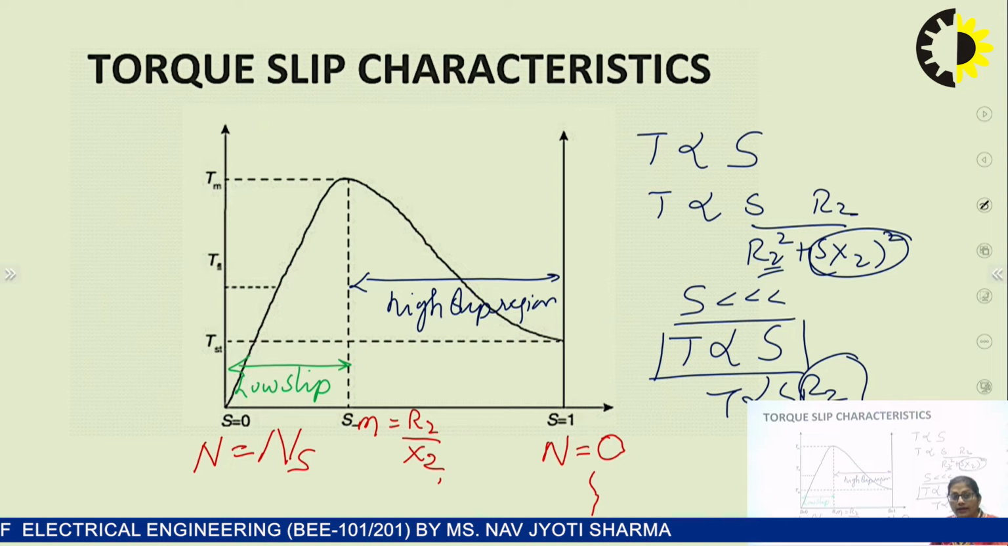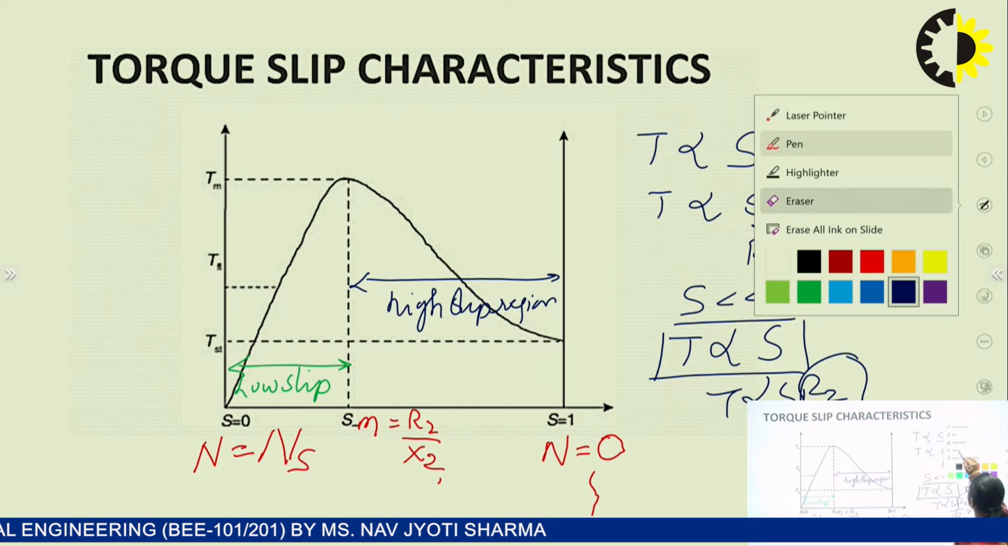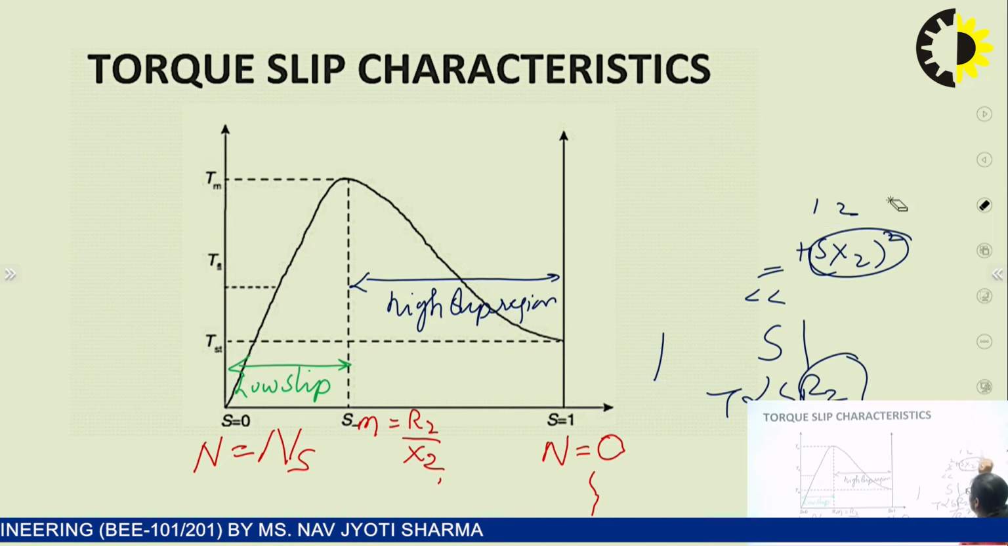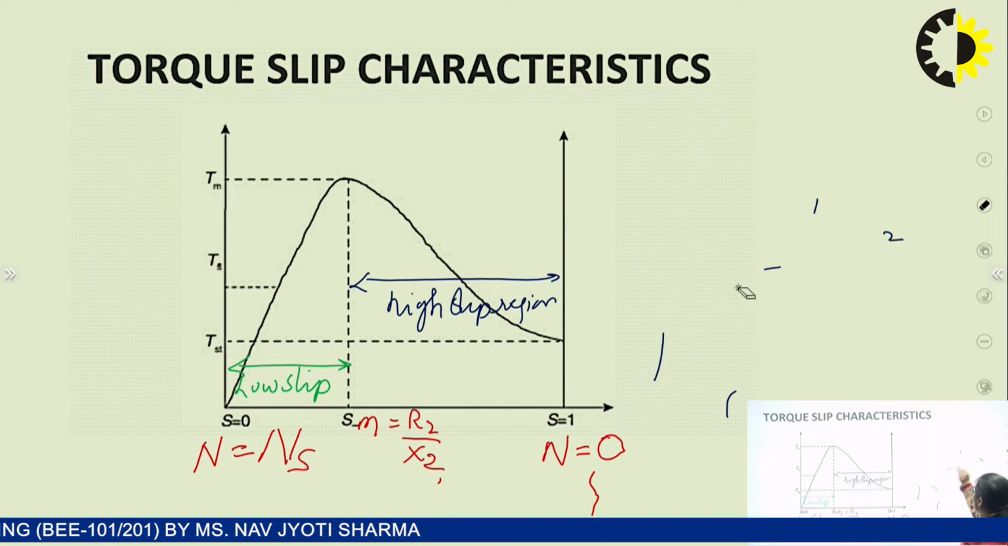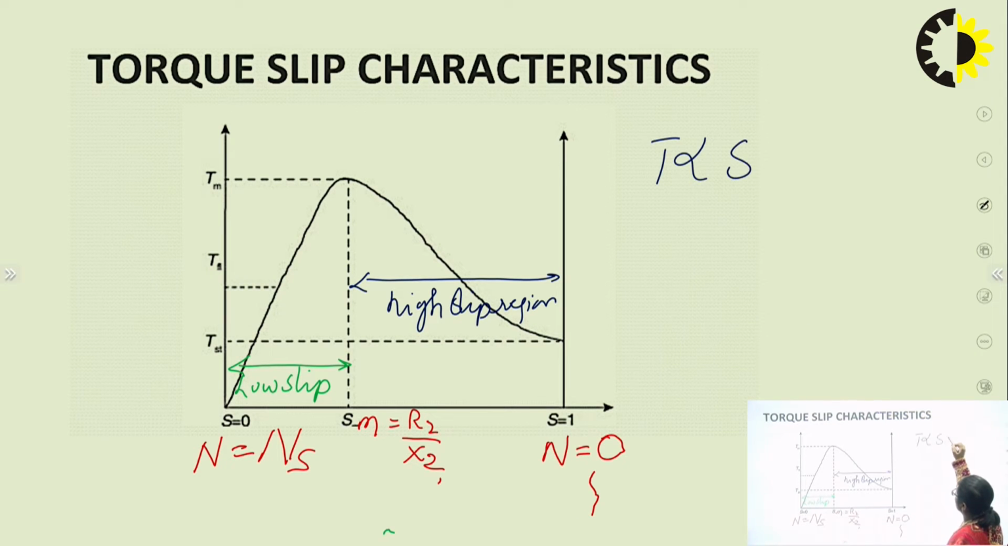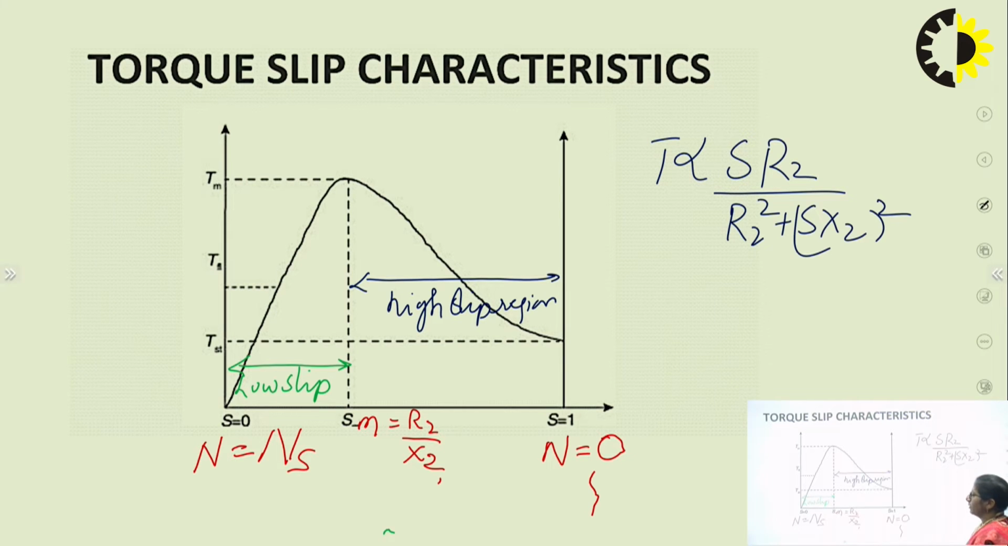But when it comes to the higher slip region, the same expression stands. The torque is once again proportional to S times E2 square, which is a constant, upon R2 divided by R2 square plus SX2 whole square. This time, it's a higher slip region, so S is moving towards 1. It is having a higher value.